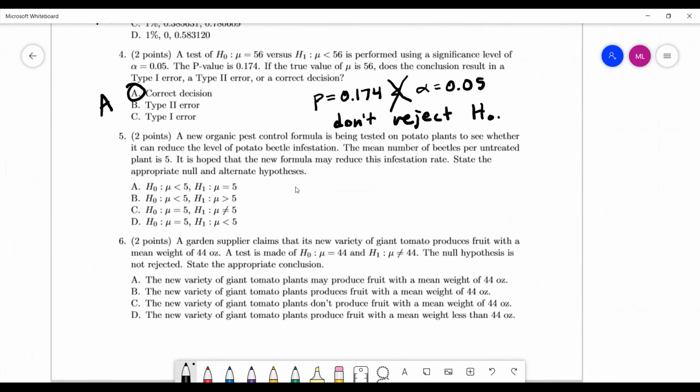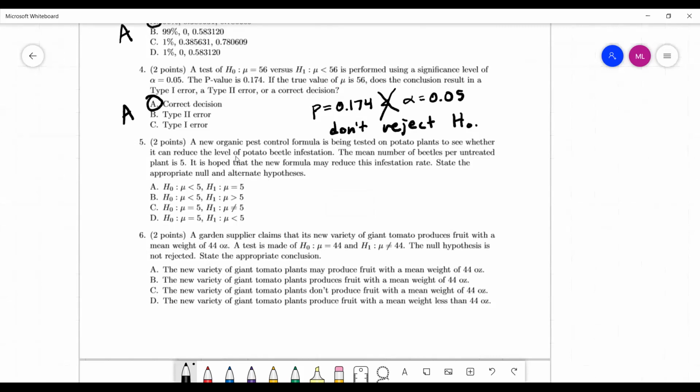Okay, problem number 5. A new organic pest formula is being tested on potato plants to see whether it can reduce the level of potato beetle infestation. The mean number of beetles per untreated plant is 5. It is hoped that the new formula may reduce this infestation rate. State the appropriate null and alternate hypothesis.